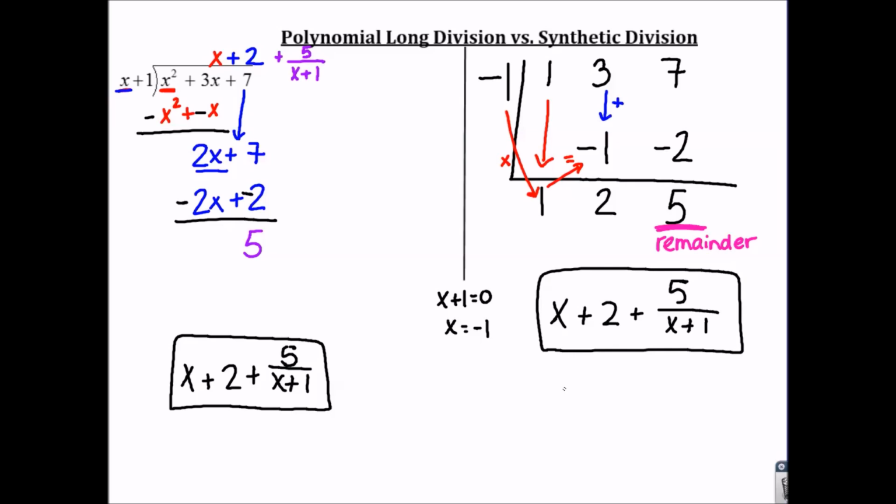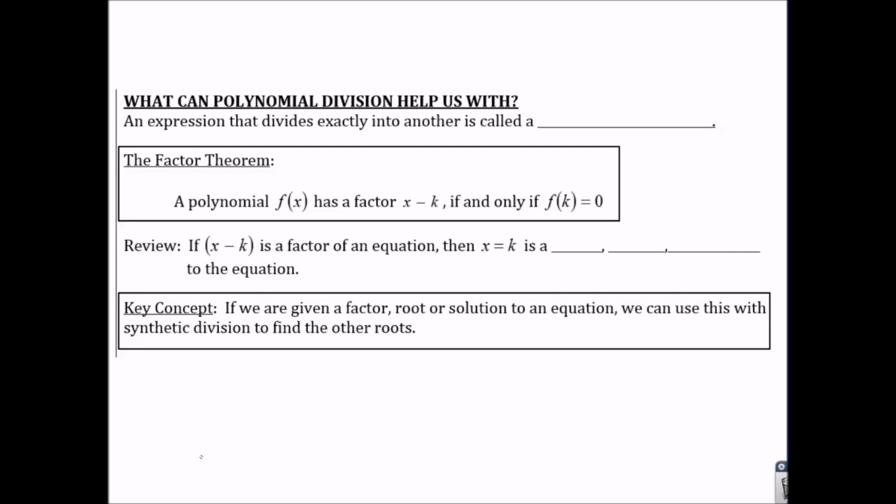Now, why is all of this helpful? Well, let's take a look at a couple theorems. Well, an expression that divides exactly into another expression is called a factor. That's the same terminology that you used in elementary school when you talked about factors. An expression that divides exactly into another one is a factor. 3 goes exactly into 12, so 3 is a factor of 12. It's the same idea when we talk about polynomials as well.